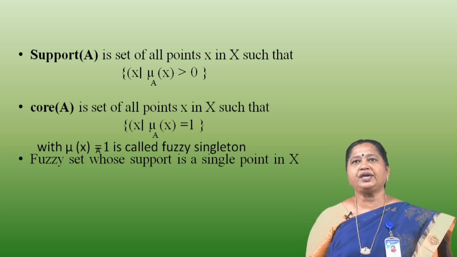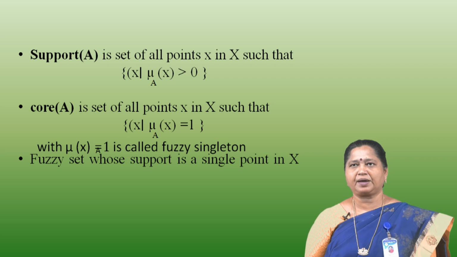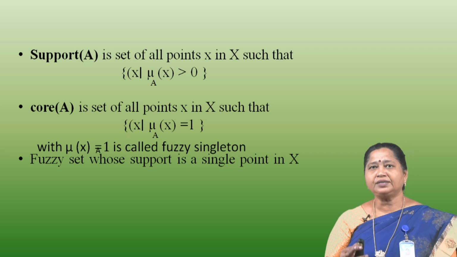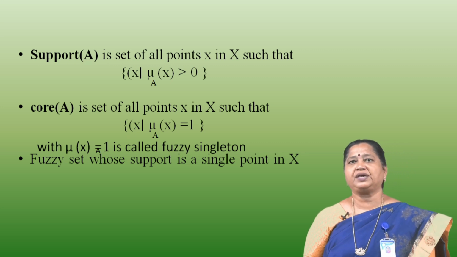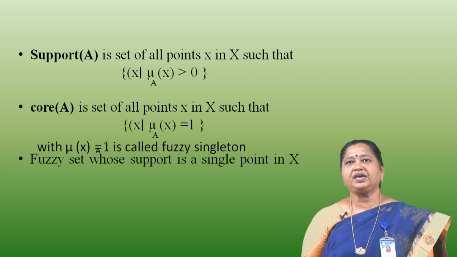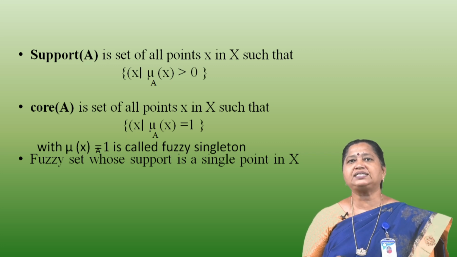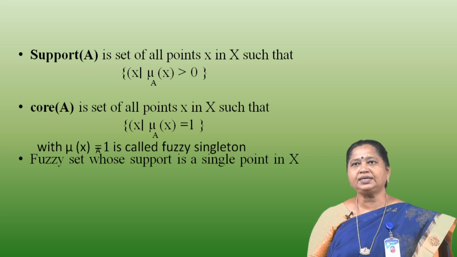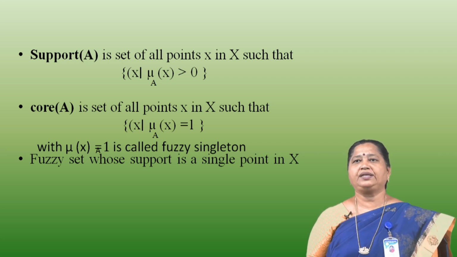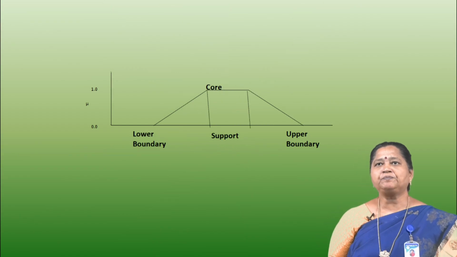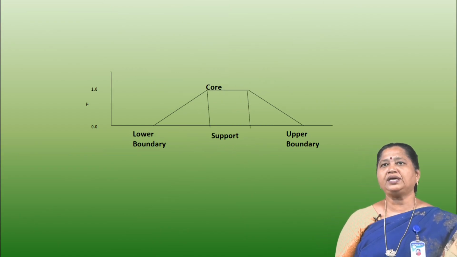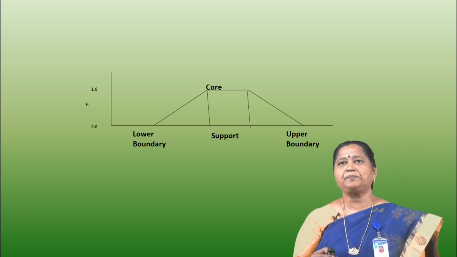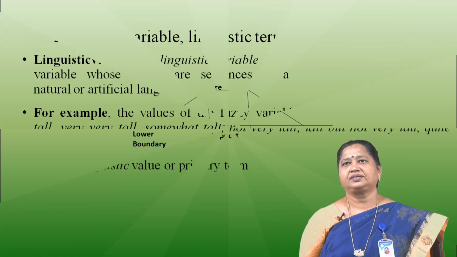The next, core of A, is the set of all points x in capital X such that mu A of x is equal to 1. That is core of A. A set with mu A of x equal to 1 at a single point is called a fuzzy singleton set, a fuzzy set whose support is a single point in capital X. So this is the figure: lower boundary, support and upper boundary, core. All these are present in this figure.